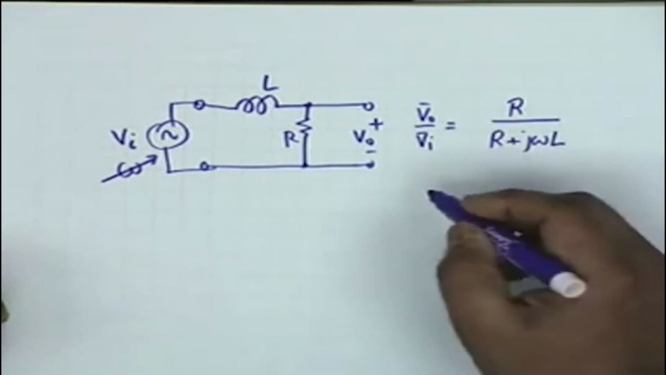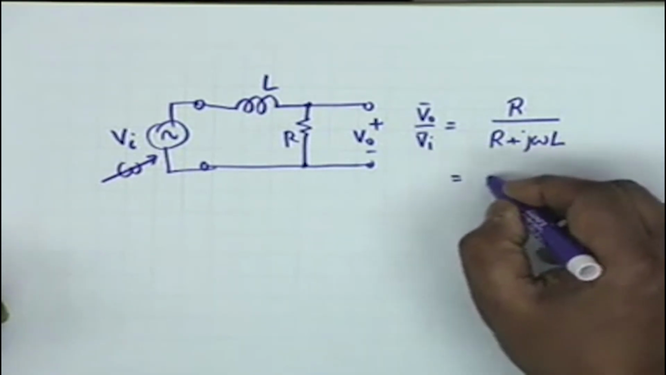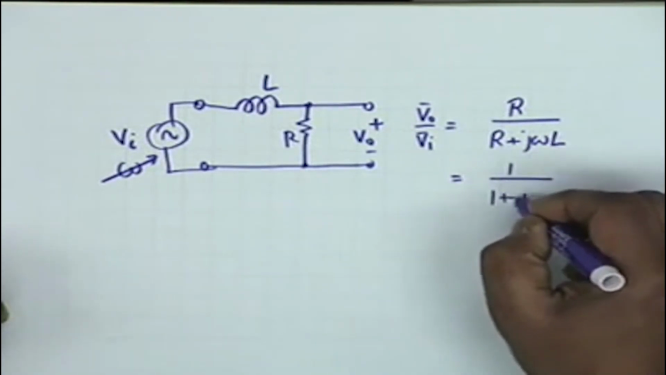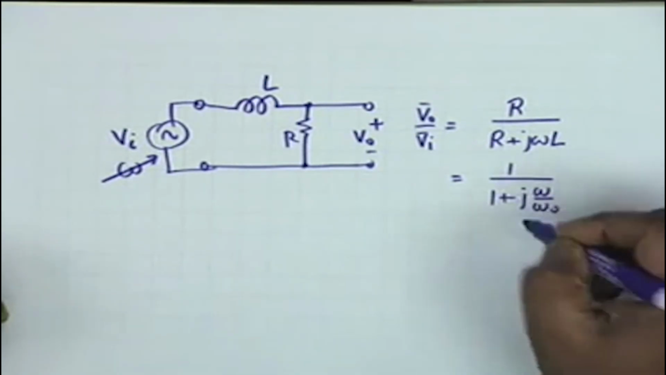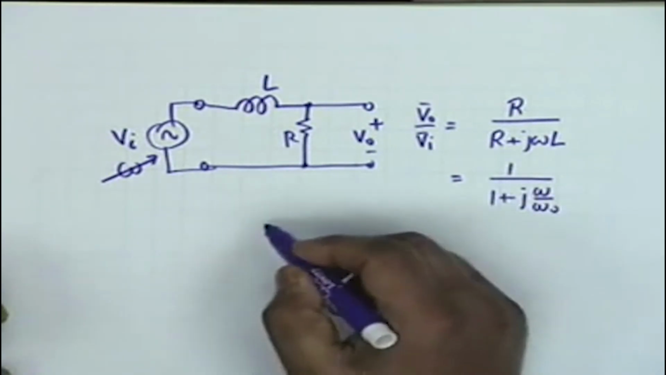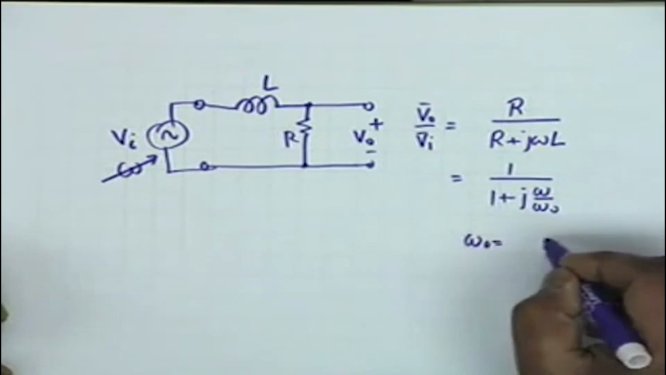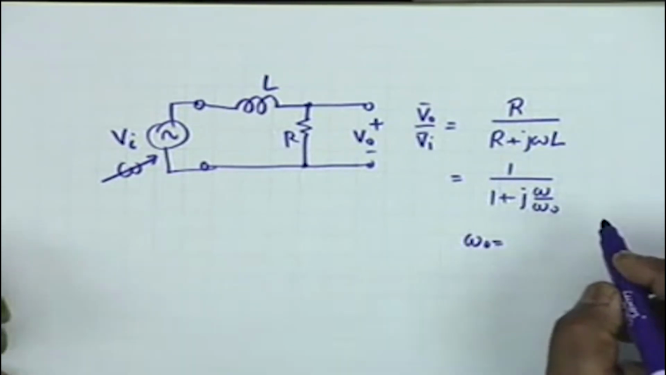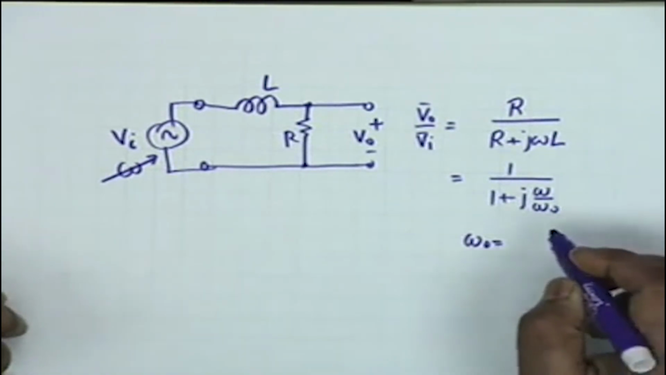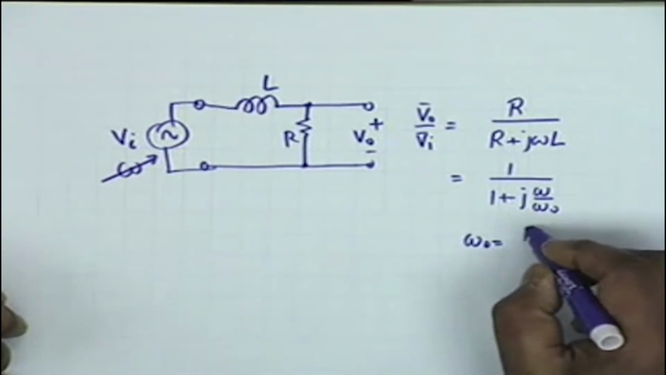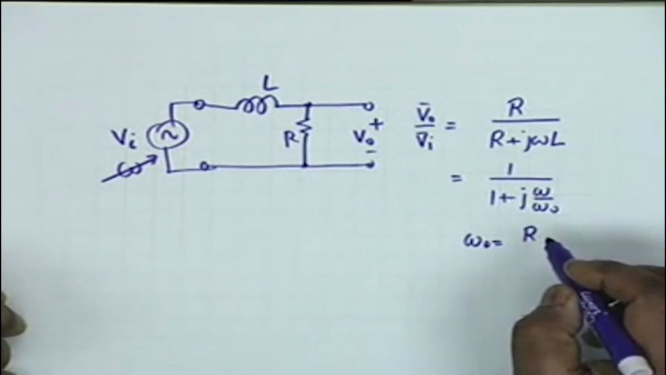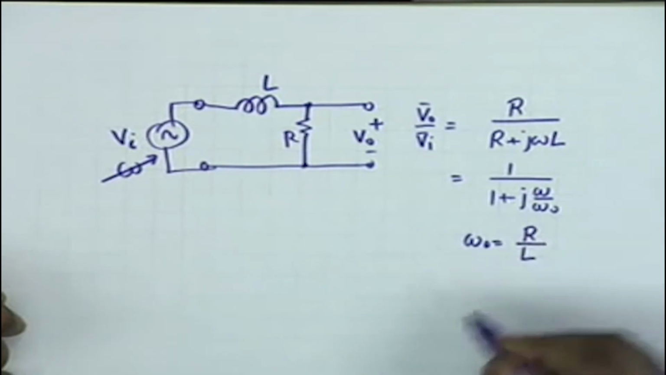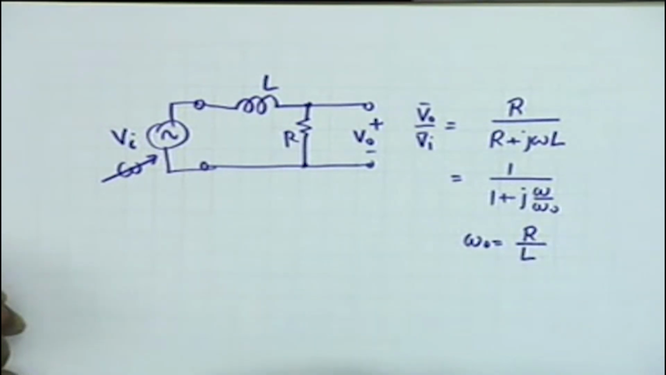And then if you take the magnitude, well, it can be put in the form 1 by 1 plus j omega by omega 0, and where omega 0 is equal to, what is the value of omega 0? R by L or L by R? It is R by L, right?